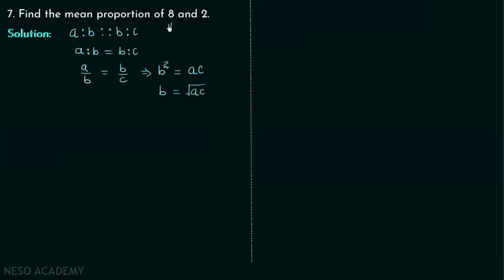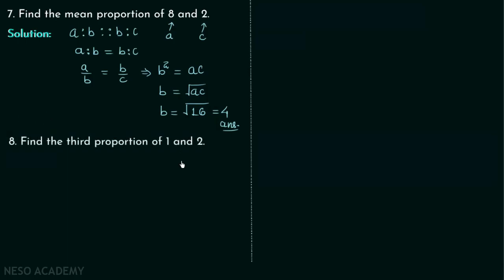In this problem, 8 is equal to A and 2 is equal to C. So B is equal to 4. So this is the answer of our problem number 7. Time to move on to our problem number 8.